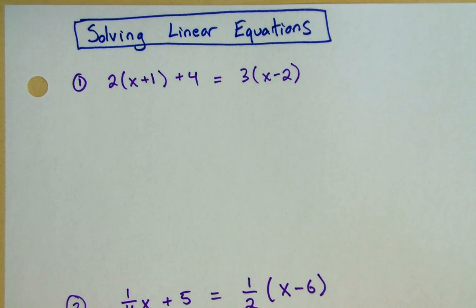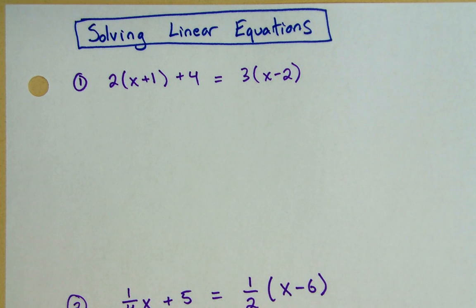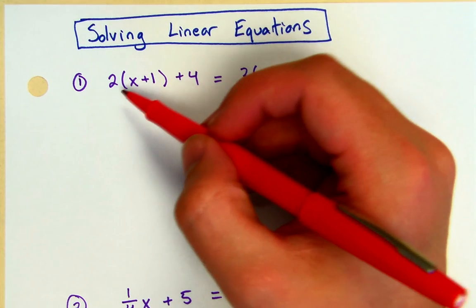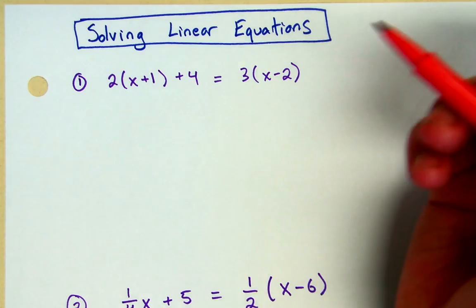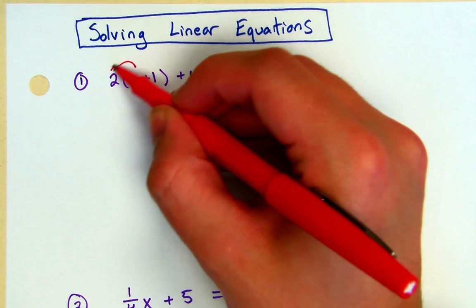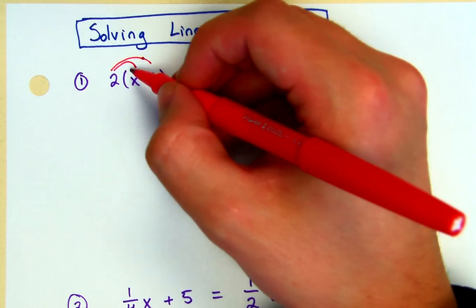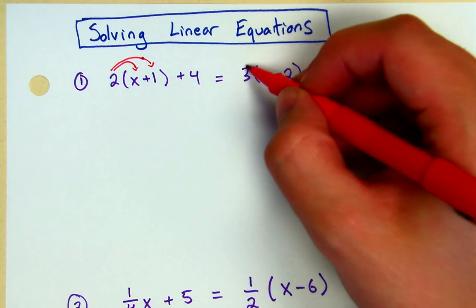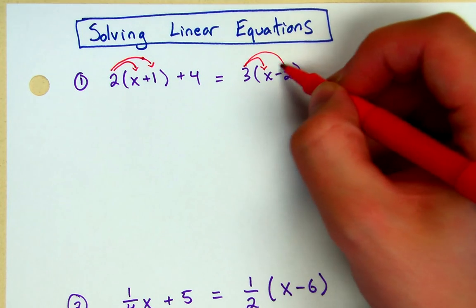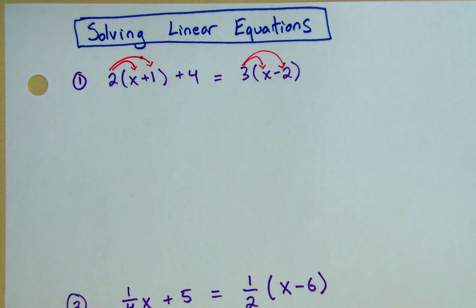So example 1, there's no fractions, no decimals, so I can go ahead and just start with it. Now, as soon as you see a number outside of a parentheses, that means you should be distributing it in. Only distributing it to whatever's in parentheses. So I need 3 to distribute in here, and there, and then we go.